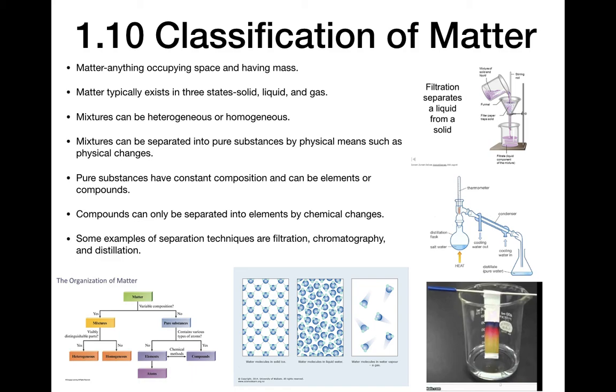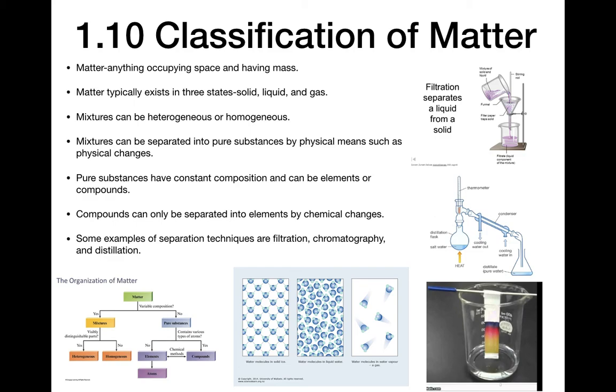Many mixtures we come across in the real world are heterogeneous mixtures because we can tell the different parts. I can look at a piece of wood and see dark and light grain on the wood. I can look at a rock and see crystals of one color and crystals of another color. So those are called heterogeneous mixtures. Mixtures can be separated into their different materials using physical means. So mixtures can be heterogeneous or homogeneous. They can be separated into pure substances by physical means or physical changes.